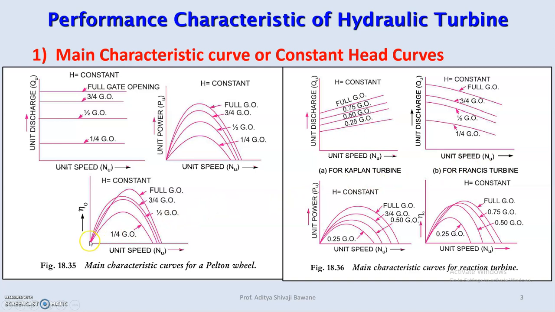Now next, if you see this unit speed versus overall efficiency, as unit speed increases, efficiency will increase to its maximum and then it will drop down. Likewise for other cases also, it will increase, reach a peak value and then drop down. For Pelton wheel, if you consider the speed ratio, it will be 0.45 where you get the maximum efficiency range.